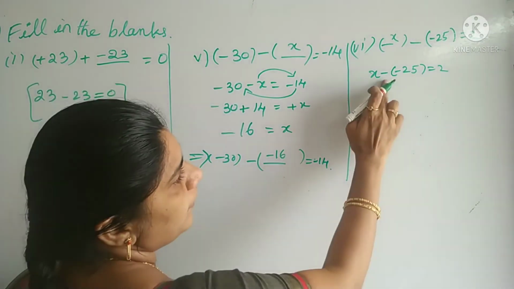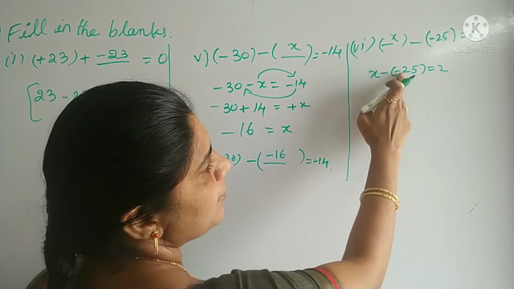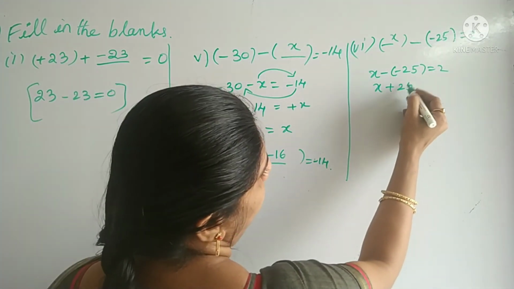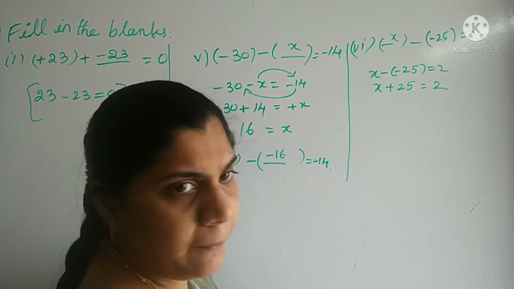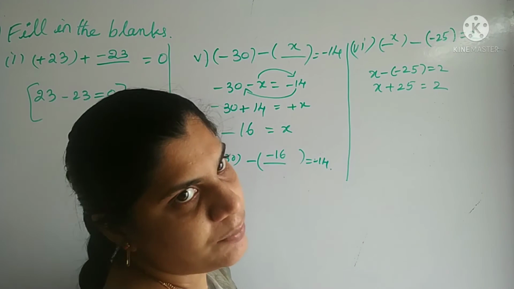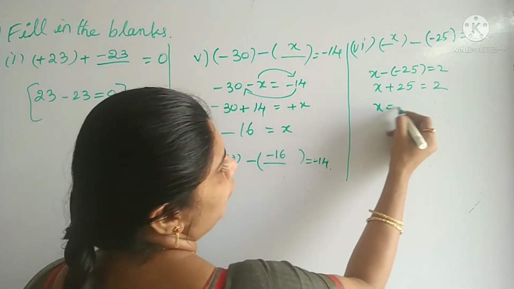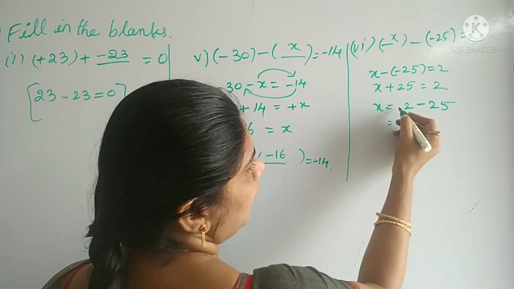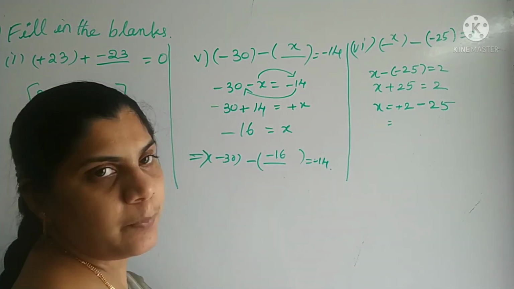Now look at this. Within the bracket also minus. Minus into minus will become plus. x plus 25 equal to 2. Okay. Now I need only x. I don't want this 25. So I will send this to the other side. x equal to 2 plus 25 will become minus 25. Before 2, nothing is there, which means plus is there.